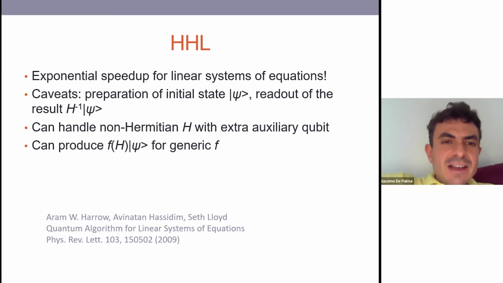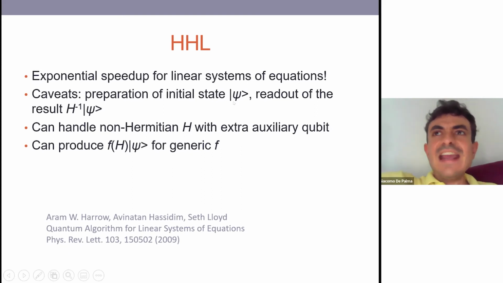However, this exponential speedup comes with some caveats. The first caveat is that we need to prepare this initial state psi. And of course, psi contains exponentially many amplitudes. So if there are no shortcuts to the preparation of psi, the speedup may be destroyed by this, because we may need exponential time to prepare the initial state. But there can be some special cases where the preparation of the initial state has some shortcuts and can be done in a short time.